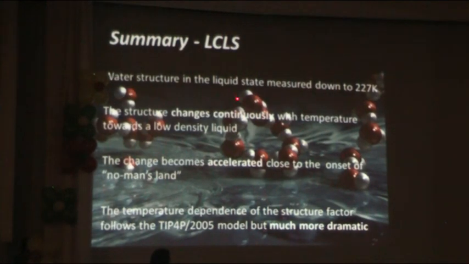So, what we have now is we've actually gone down to where the Widom line should be, and where some models predict that strong things would happen. We see a continuous change in the structure, in the tetrahedrality. It's accelerated when we come close to the temperature of homogeneous nucleation. It's much more dramatic than we see from the simulations.